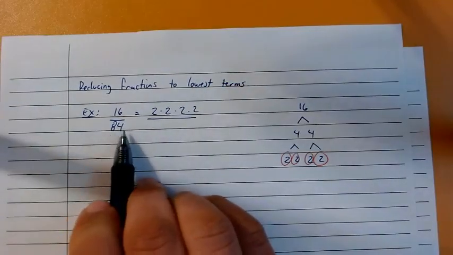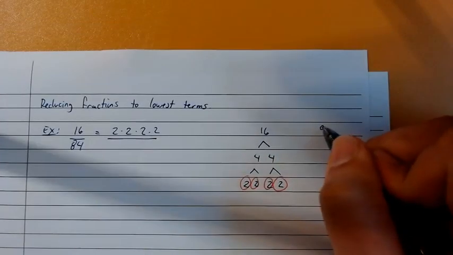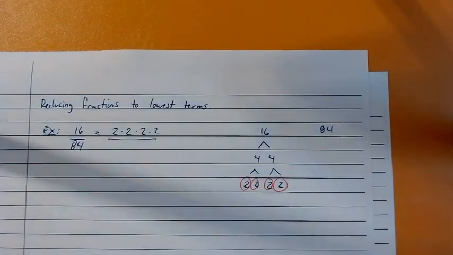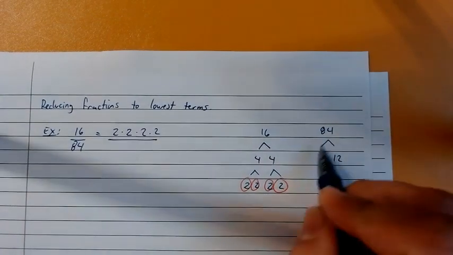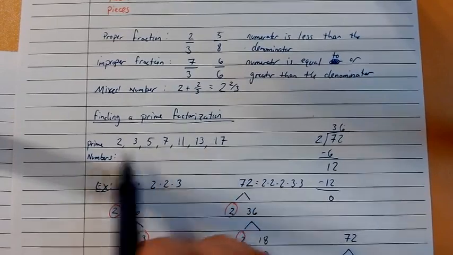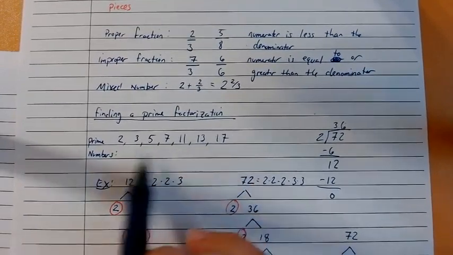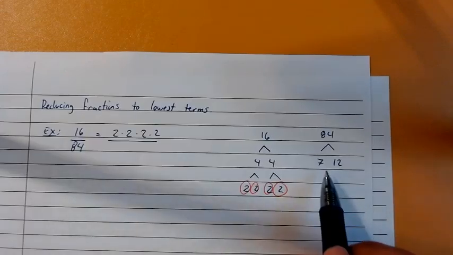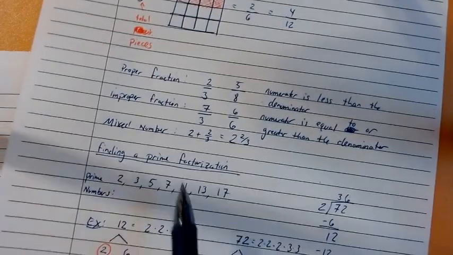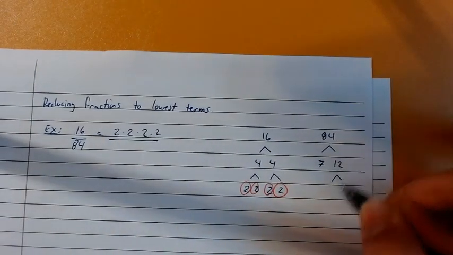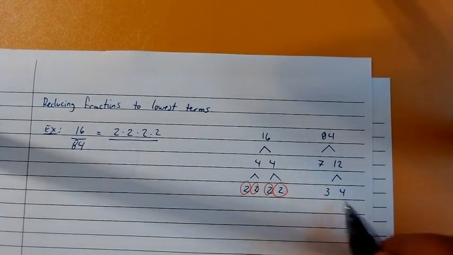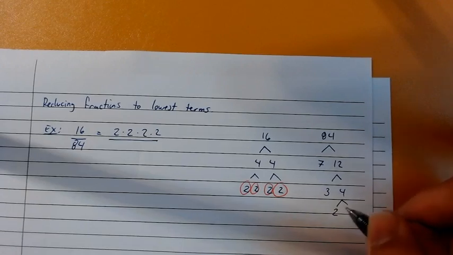We can do something similar to 84. Let's see here. 84, I can factor that as 7 and 12. Now 7 is a prime number. If you don't know your prime numbers, it's useful to memorize at least the first few of them, the first 7, because we're going to use these a lot. 7 is a prime number. It is on that list, but 12 is definitely not. So we can factor 12 some more. 12 is 3 times 4. Now 3 is a prime number, but 4 isn't. So I can factor that as 2 times 2.